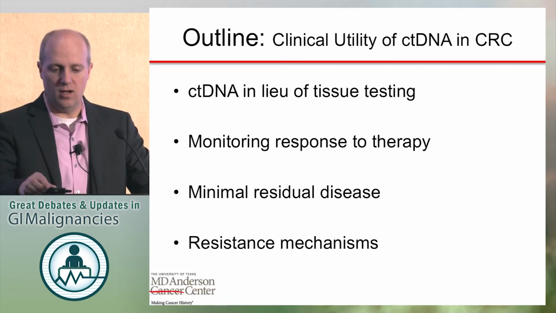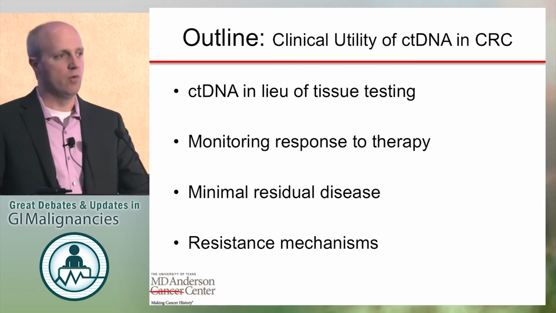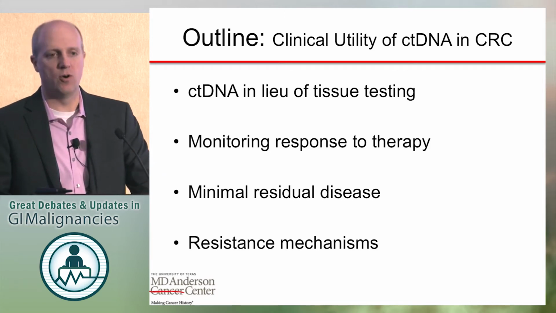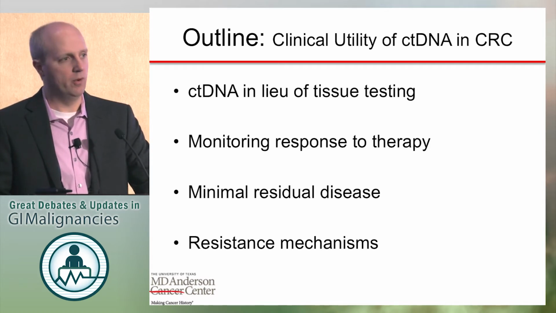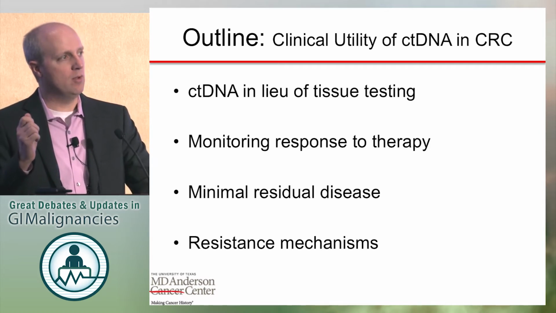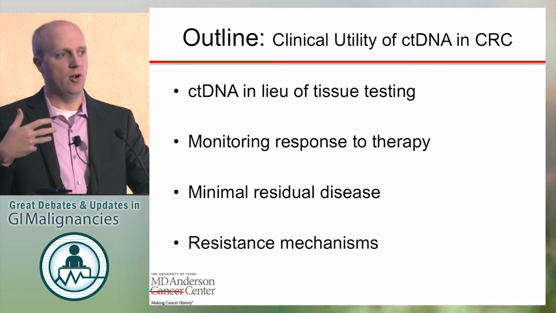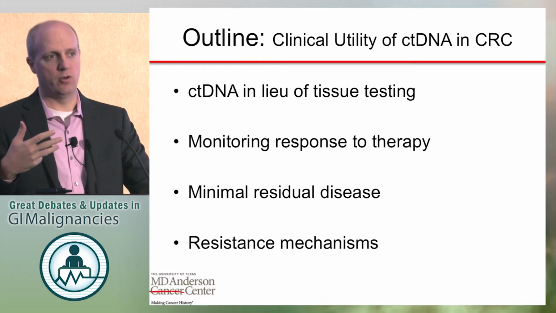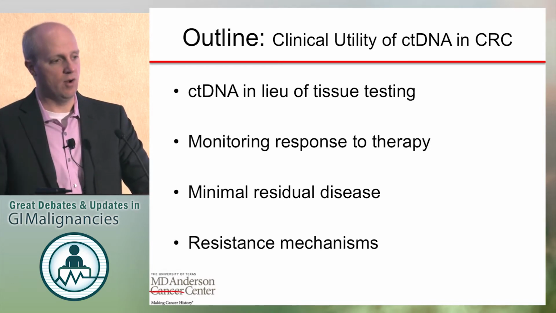Just as a bit of background, this was touched on yesterday, but when we talk about circulating tumor DNA, we're not talking about circulating tumor cells. What we're talking about are fragments of DNA that are free-floating in the plasma and derived from the tumor. And we can see that because of the mutations they carry, for example.